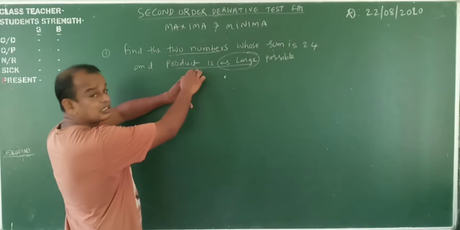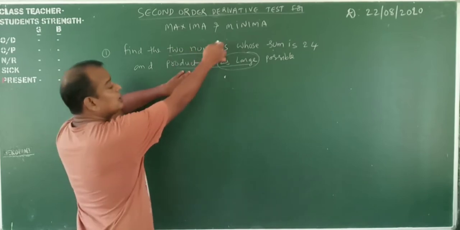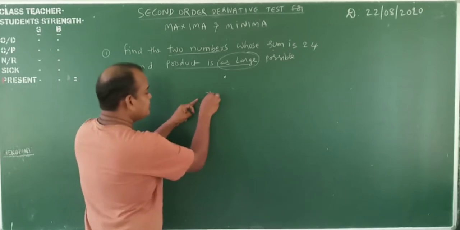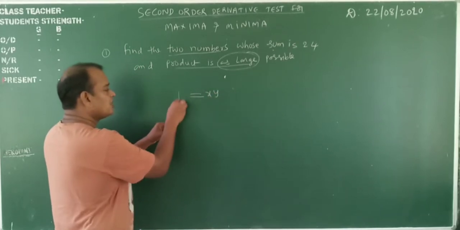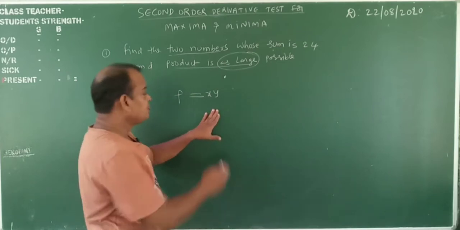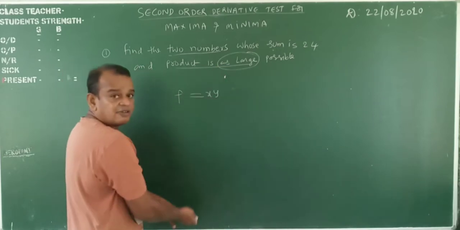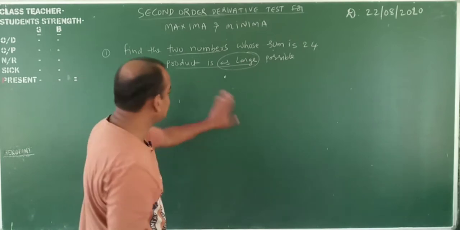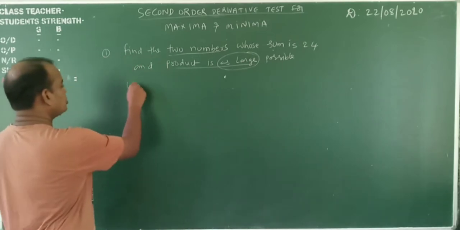What is that? Product. What is the product? The numbers' product. What are the numbers? x comma y. Product means x into y. This is 100% the function. Suppose we take it as p. This is the function p. This is largest, so the second order derivative must be less than 0. Understood or not?